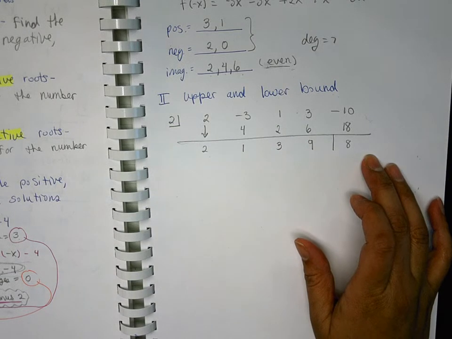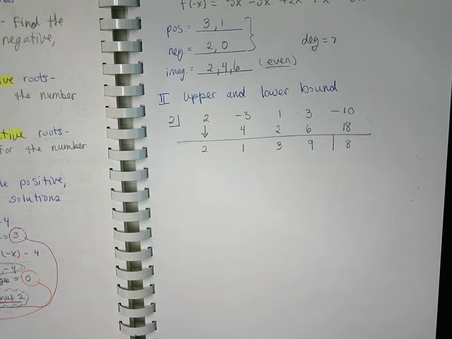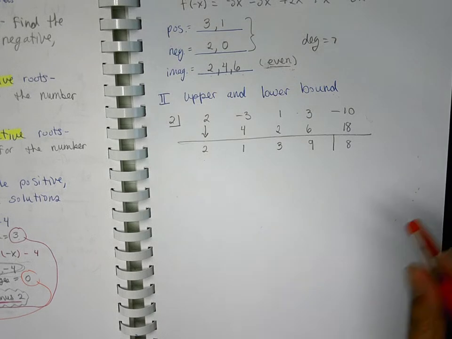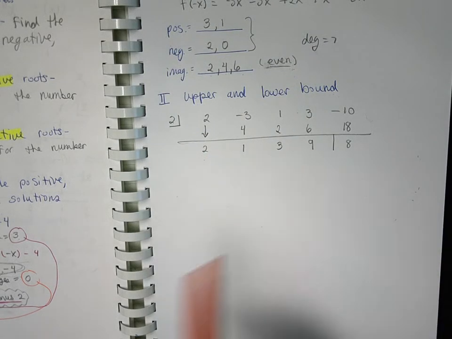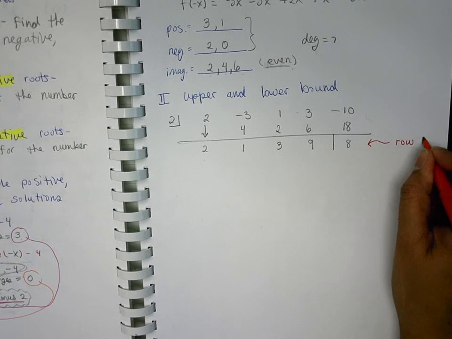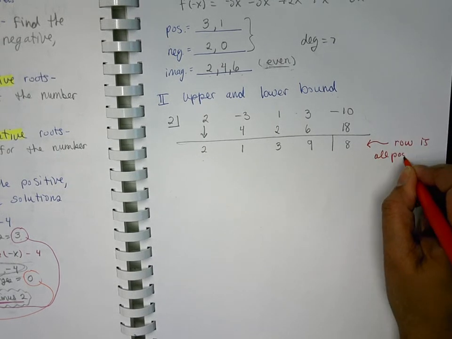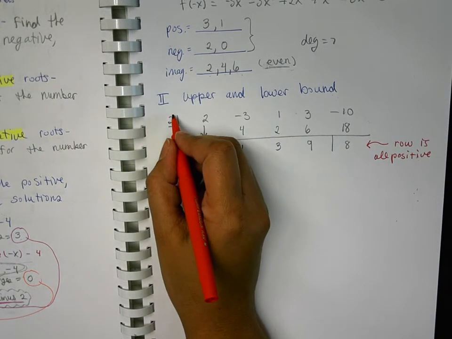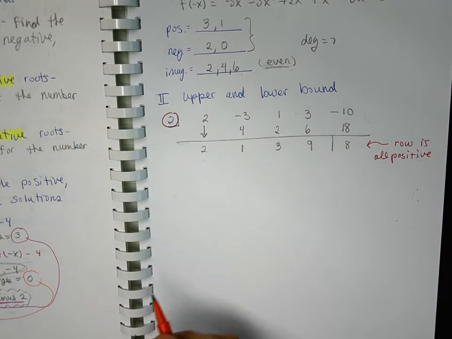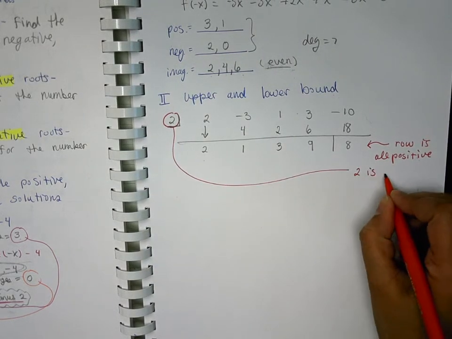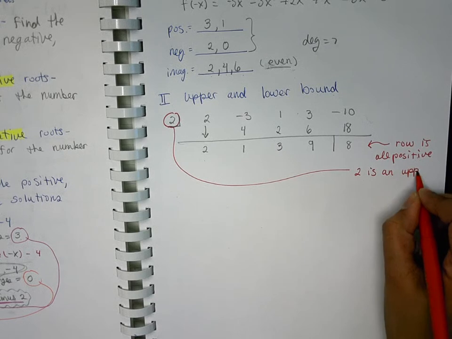Let's say this was a problem you're working on and you were testing to see if 2 is a solution. Would you say yes or no? No, it's not. Do you agree? But what we do know is, since this whole row is positive, the 2, 1, 3, 9, 8, do you see that? Since the whole row is positive, this number right here, 2, is an upper bound.